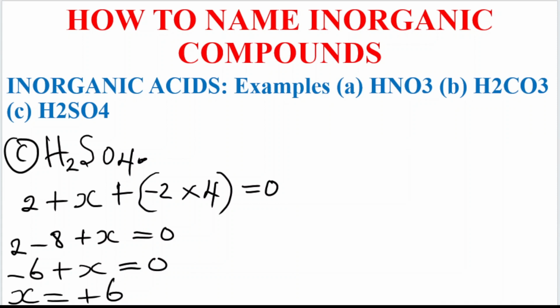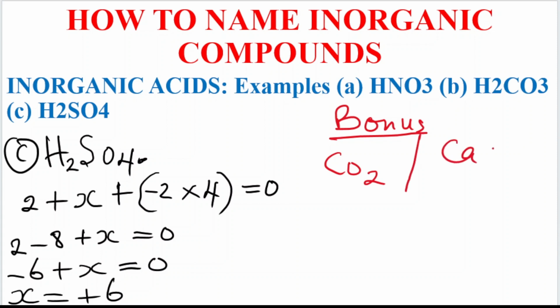What if you have something like this? It's a bonus for us. What if you have something like this? CO₂ or CaCl₂. How can you name that? Now we name this as carbon 4 oxide because of the charge, of course. This one has minus 2 times 2. Okay, that is carbon 4 oxide or carbon dioxide.